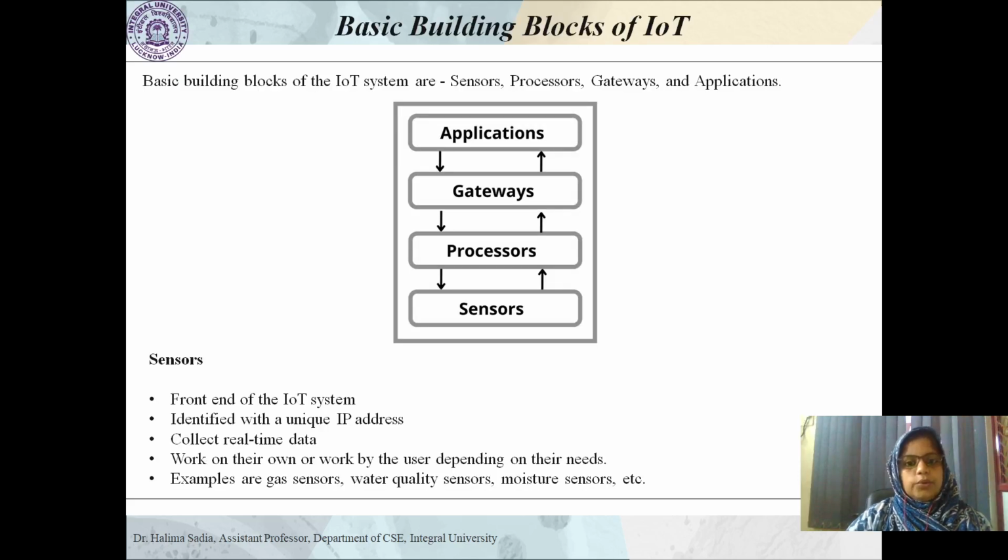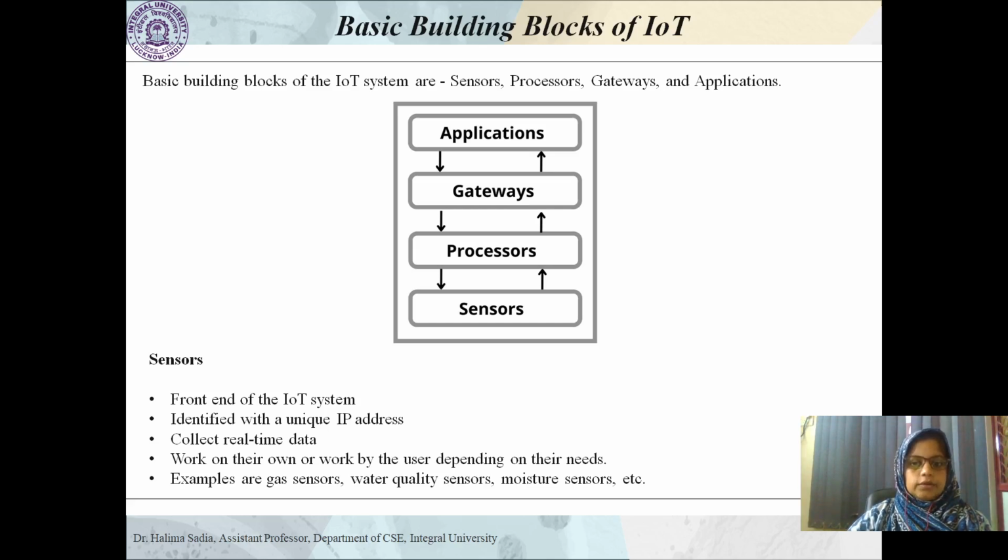Next, we are going to discuss the basic building blocks of the IoT system. The basic building blocks of the IoT system are sensors, processors, gateways and application. Each block of this IoT system has its own characteristics to form a dynamic IoT system.